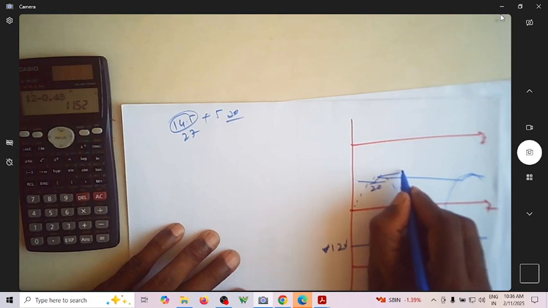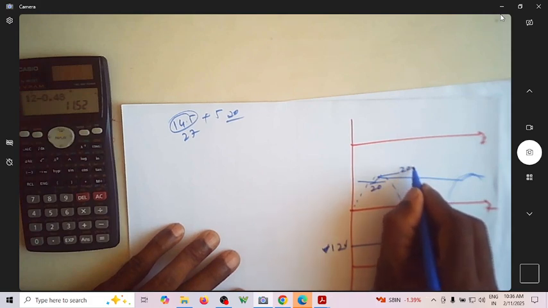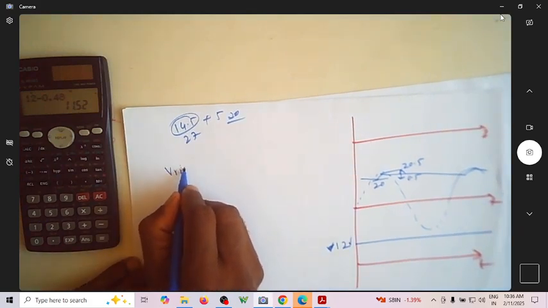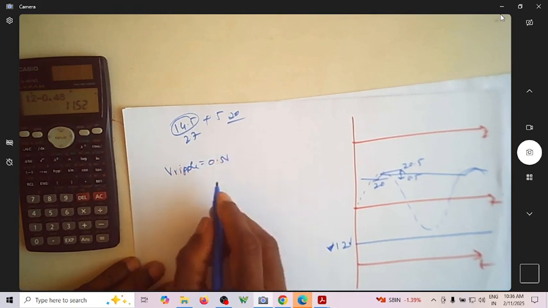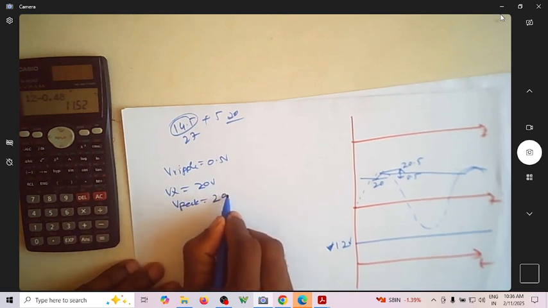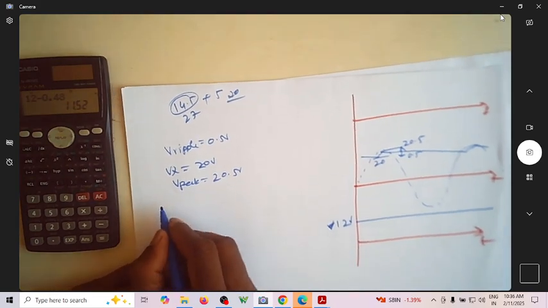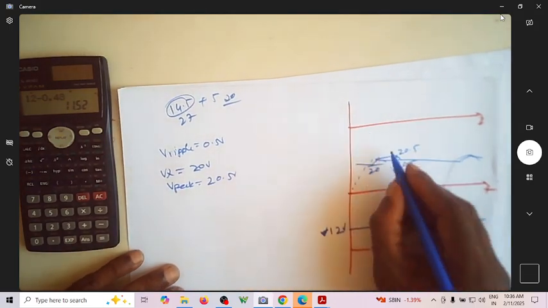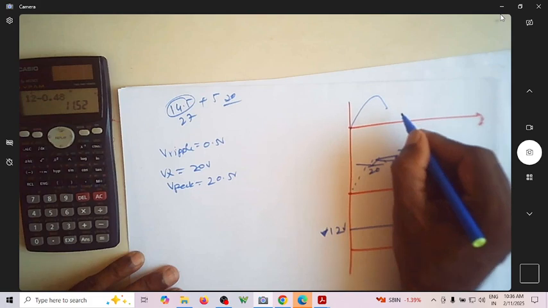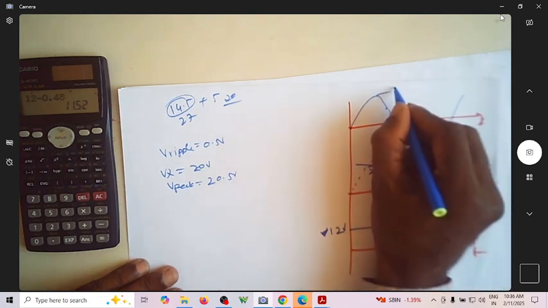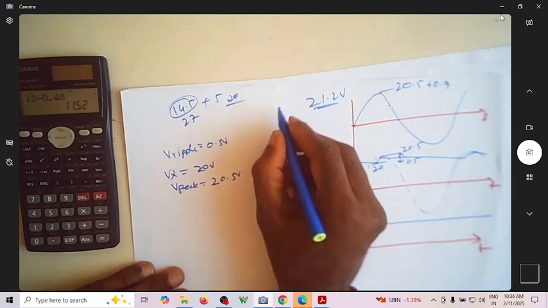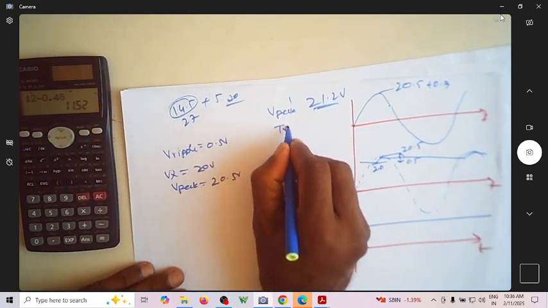Let us have a ripple voltage of around maybe 0.5 volt. This is 20.5 as the peak. So how much is the ripple? Ripple is 0.5. So V ripple is 0.5 volt, Vx is 20 volt, and V peak is 20.5. Because I want to find the transformer rating, if it is 20.5, what should be the peak? The peak is another 0.7 above that. So this is 20.5 plus 0.7, which is 21.2 volt. So this is my V peak dash of the transformer.